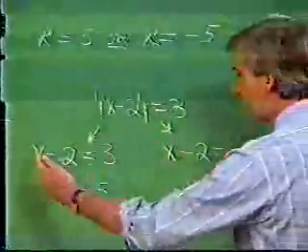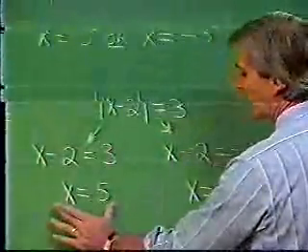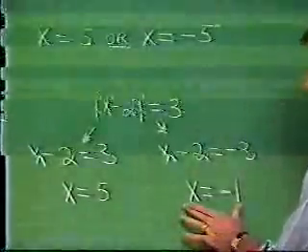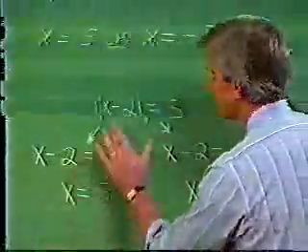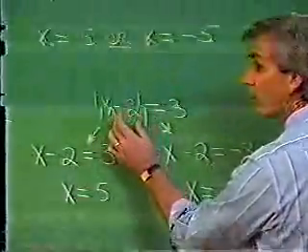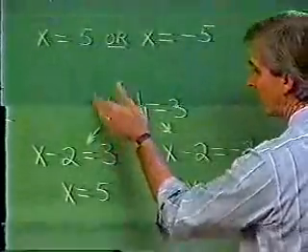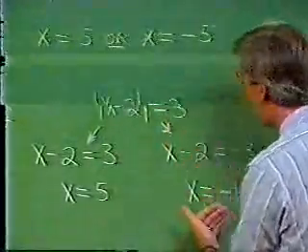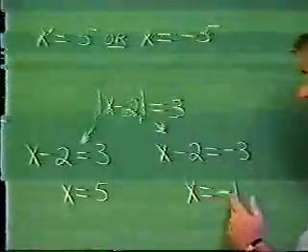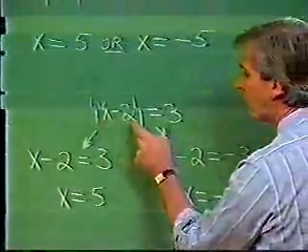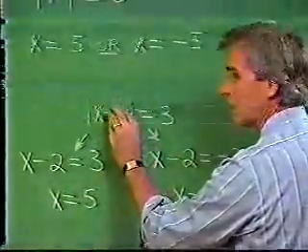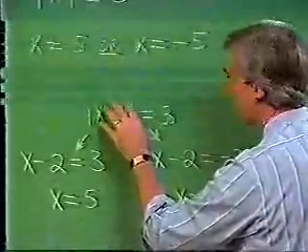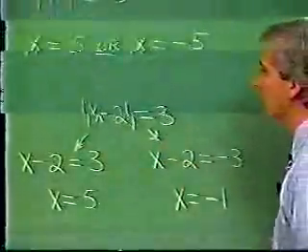Now, each of these cases can then be solved, and we find x to be either 5 or negative 1. Now, notice that they work. If x is 5, we have 5 minus 2 is 3, so the absolute value of 3 is 3. If x is negative 1, minus 2 would give negative 3 inside, so the absolute value of negative 3 would also be 3.